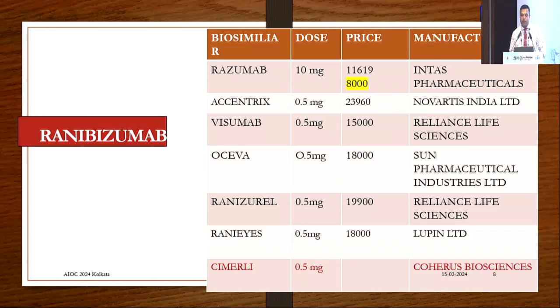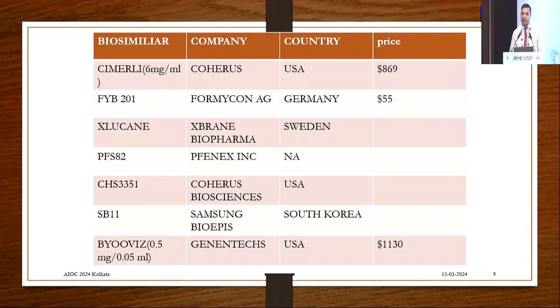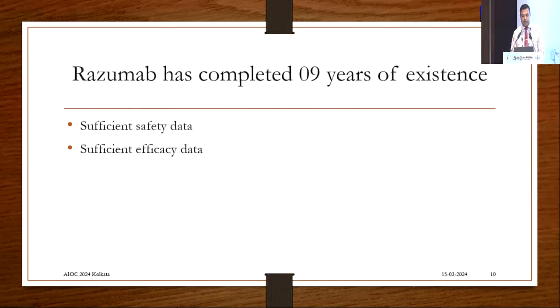So talking about Ranibizumab, we have a gamut of drugs available to us. The principal one available in the market for a long time is Ranibizumab from Intas. At Army Hospital RR, we have a pretty long experience with Ranibizumab usage. Next is Eccentrix, then Vizumab from Reliance Life Sciences, Osiva from Sun Pharmaceuticals, Ranizurel, Rani-Eyes, and other manufacturers who have gotten approval outside our country and may enter our country sooner or later.